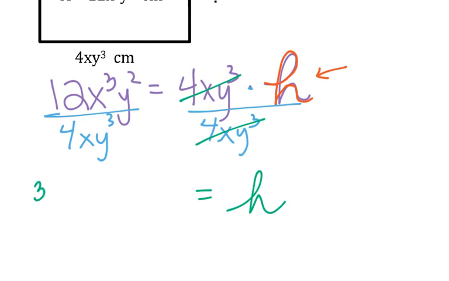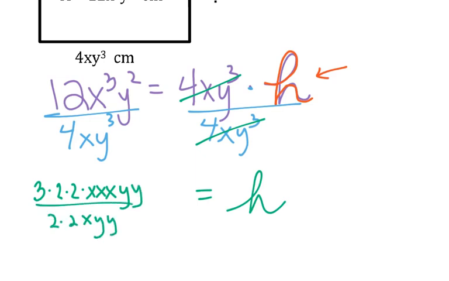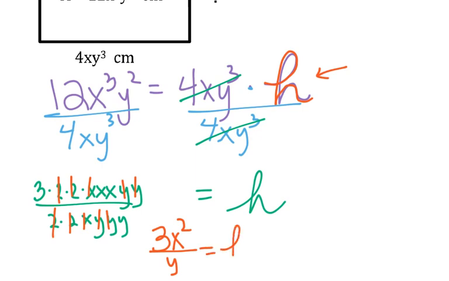On the left-hand side, this is why we're doing this in this section. So we're going to have 12, which is 3 times 4, x to the 3rd, y to the 2nd, over 4, x, y to the 3rd. So then see what you can cancel. And what you're left with is 3 x to the 2nd over y. And that is the height of this rectangle.